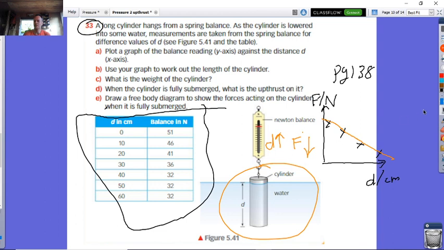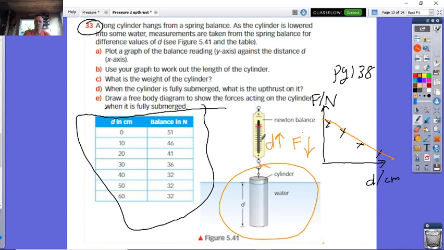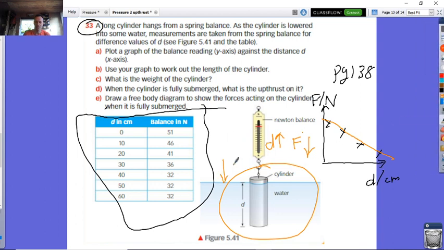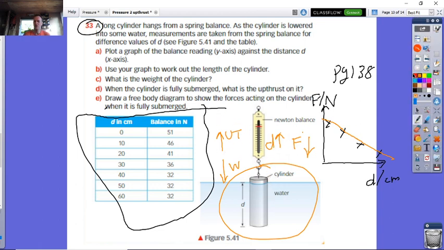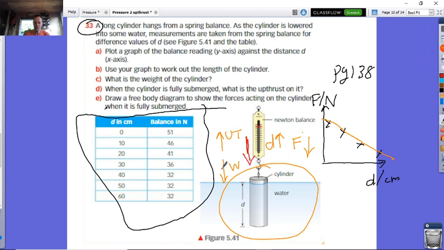And the reason why is because we've got two forces acting. We've got the weight acting downwards, but then, and I call this UT, the upthrust acting up. As it gets further and further down, this upthrust is going to increase. So therefore, the resultant force, which is a combination of that one and that one, is going to get less and less. Hence, that is what you're recording on the Newton meter. The Newton meter is recording the resultant force acting down.